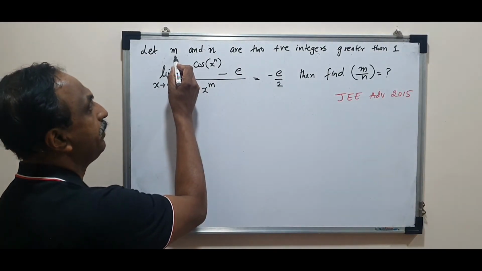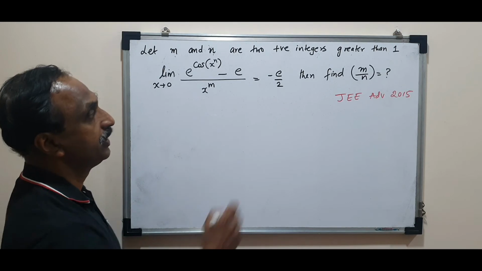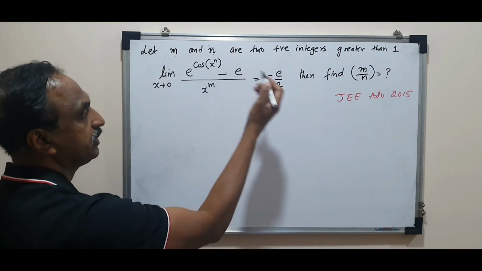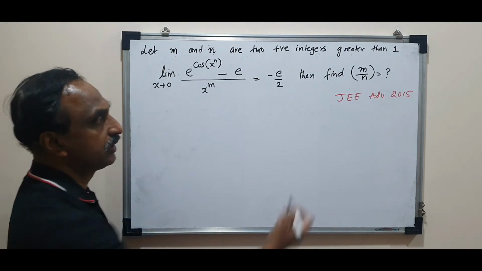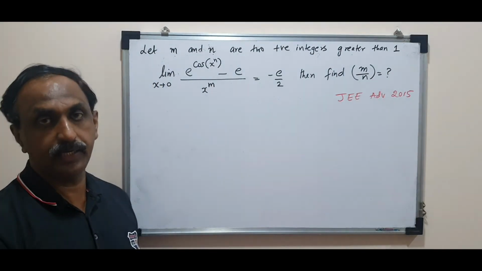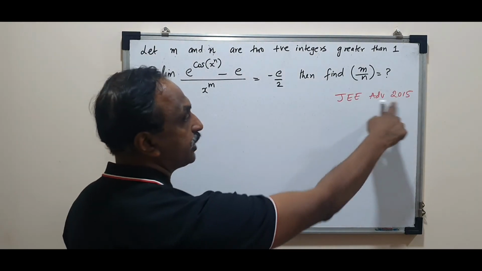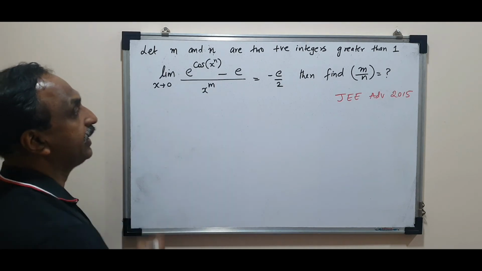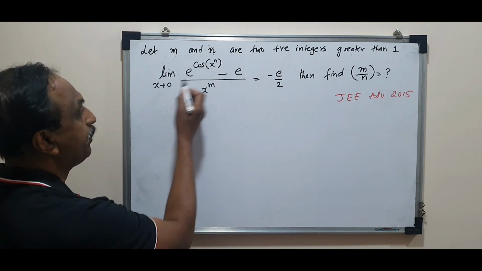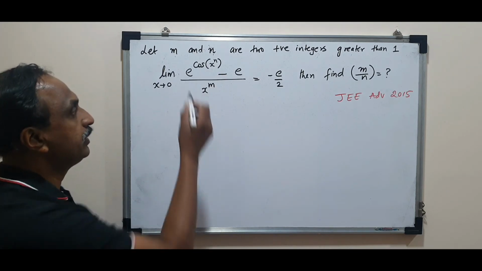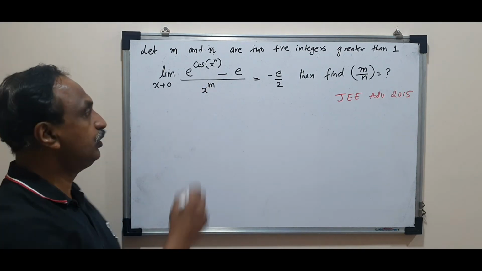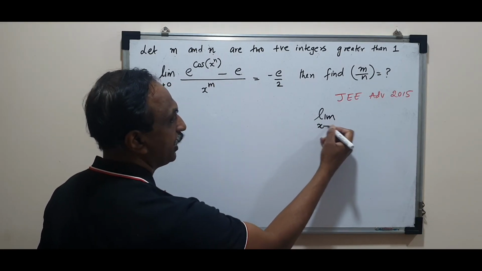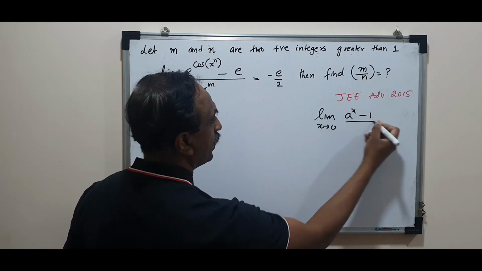Given to you, m and n are 2 positive integers. The values of m and n are greater than 1. This limit gives you minus e by 2. Then what will be the value of m divided by n? This is a question asked in JEE Advanced 2015. Okay, first thing, you will apply the limit directly and see what happens to the power. When I put x as 0 here, cos 0 is 1. So e minus e will give you 0, and this also gives you 0. We need to apply limit x tending to 0, a raised to x minus 1 upon x is log a.